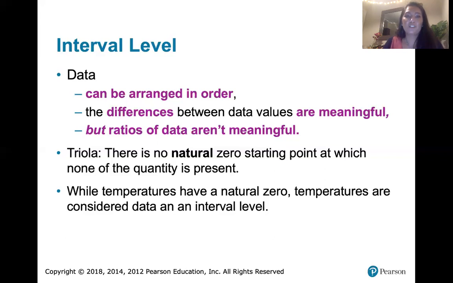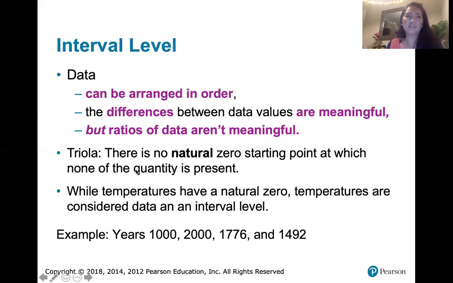If you can use the words "twice as," this is twice as much as that, when talking about two pieces of data in that set, if twice as makes sense, then it's at the ratio level. If twice as something else doesn't make sense, then it's at the interval level. So twice as hot, twice as cool doesn't make any sense. So that's interval level data.